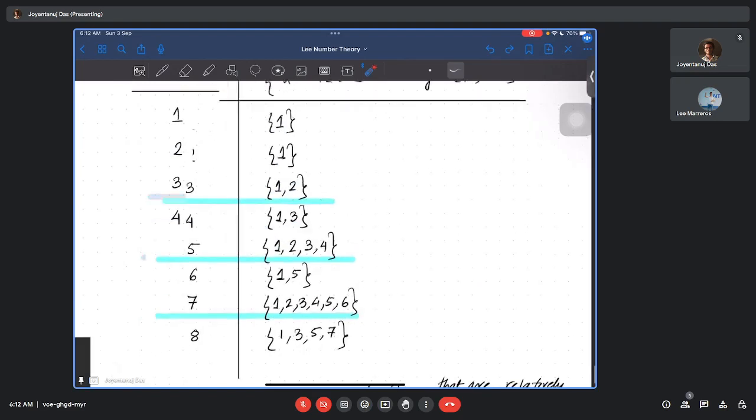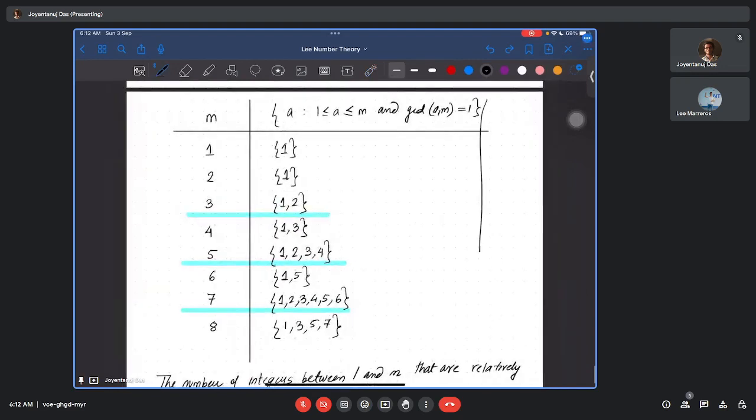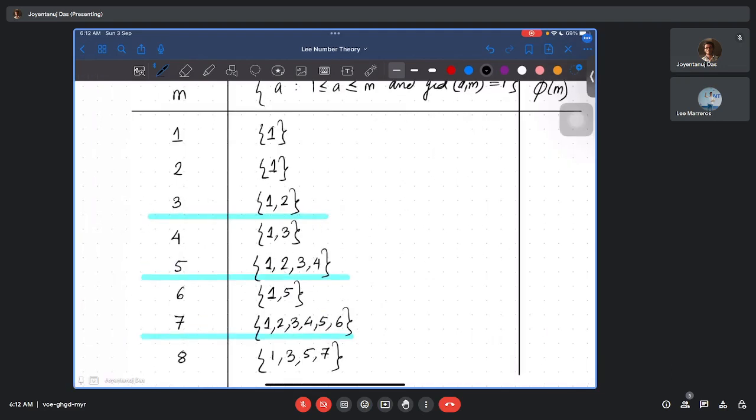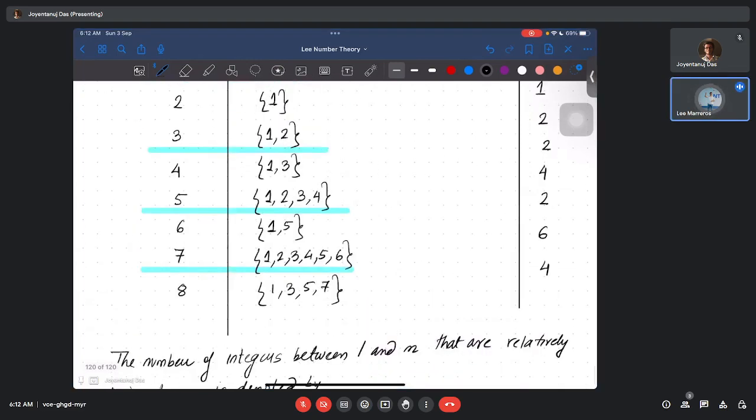So now from this table, what you have obtained. If I want to calculate phi of m, from this table you can easily calculate. So this will be 1, 1, 2, 2, next one is 4, then again 2, 6, 4. So this is the phi function.